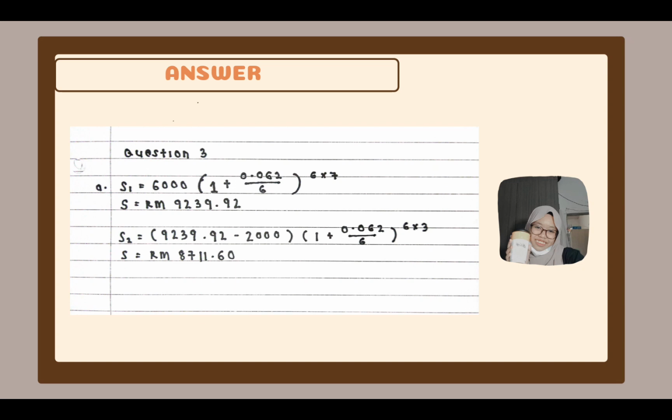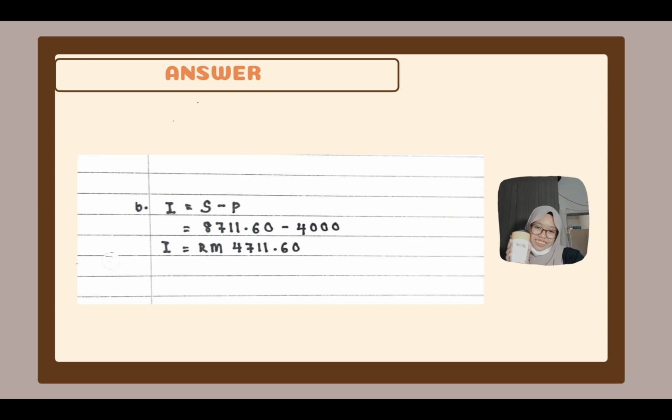As for the next step, we can use the same formula, but we have to minus the principal by the amount that she withdrew after 3 years. So we have to do it like this. S2 = (9,239.62 - 2,000), and the answer that we get is RM8,711.60.